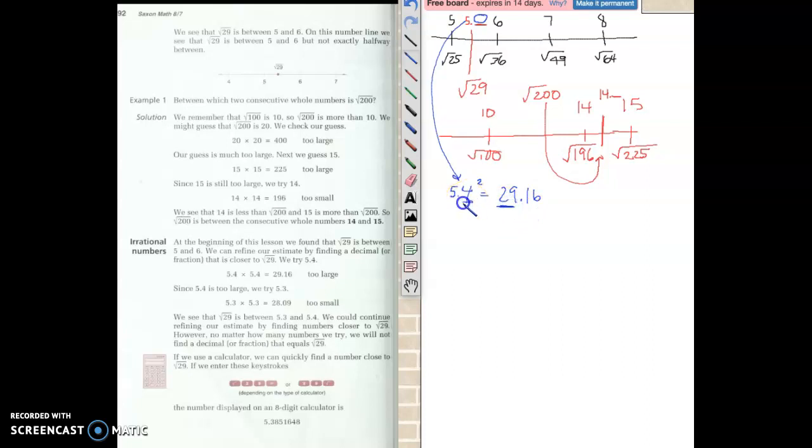So if this is too large, let's go ahead and try a little smaller. So let's try 5 and 3/10 squared. Well, when we put that into our calculator, 5 and 3/10 squared, we end up getting 28 and 9 hundredths. So that's too small, because we're again looking for exactly 29 or as close as possible. So we could continue and estimate that the square root of 29 is somewhere between 5.3 and 5.4.